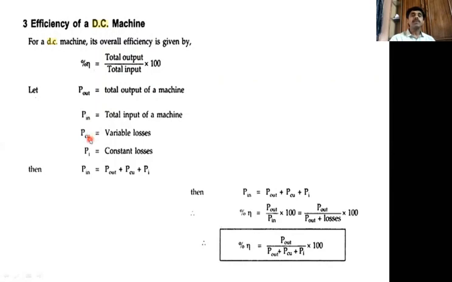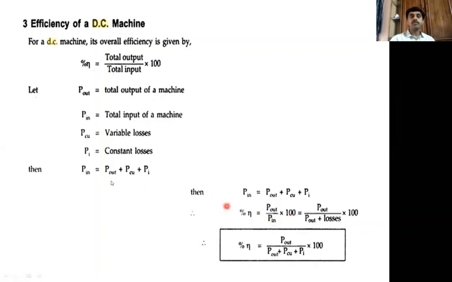So what is the copper loss, which is a variable loss, where Pi is called constant losses. Therefore, total input is equal to output plus copper loss plus constant losses. So therefore, percentage of efficiency is equal to output by input into 100.